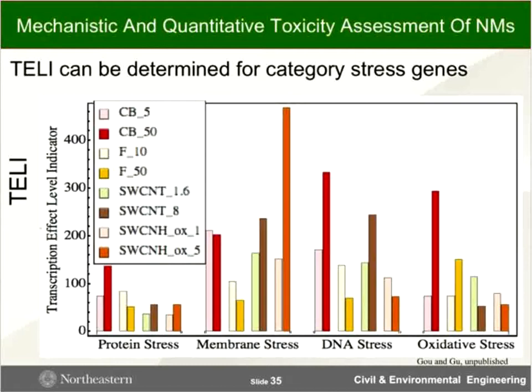I calculated the TELE value for all the ICs we did for four different materials, each with two different concentrations. And I now can calculate the TELE for a specific functional group, not just the entire library anymore. I calculate the TELE number only for protein stress-related genes, and I calculate it only for membrane stress-related genes, so that I can separate them.